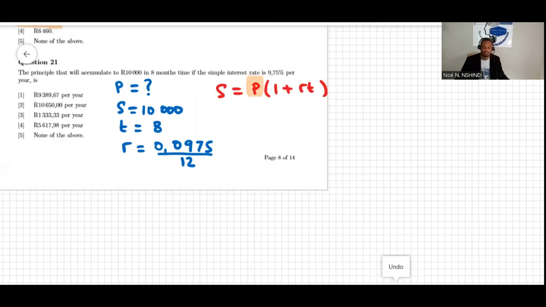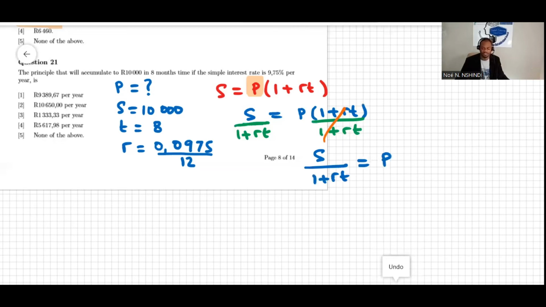So what can I do to get P? Let's first write S equal to P open brackets 1 plus RT. To get P, I must divide all this by 1 plus RT. So I divide there also by 1 plus RT, because this will be simplified, and I'll be left with P. So S over 1 plus RT equal to P. Now I prefer to write P equal to S over 1 plus RT.